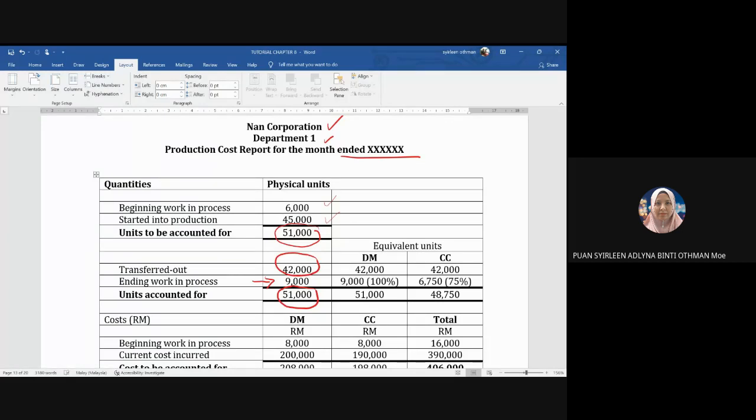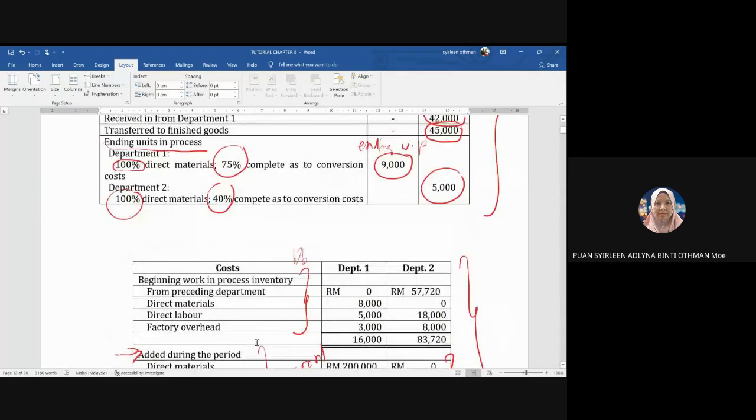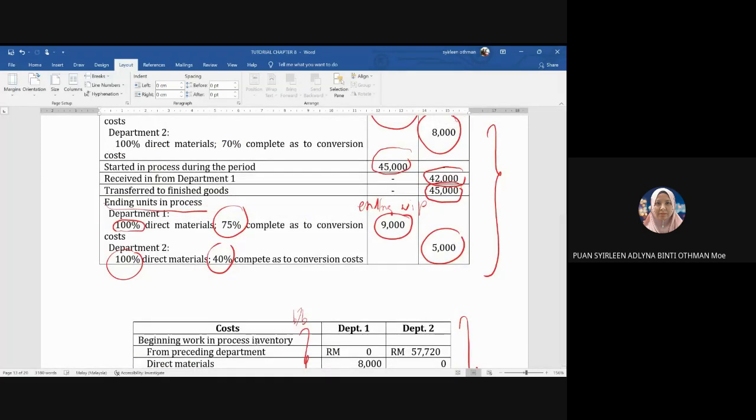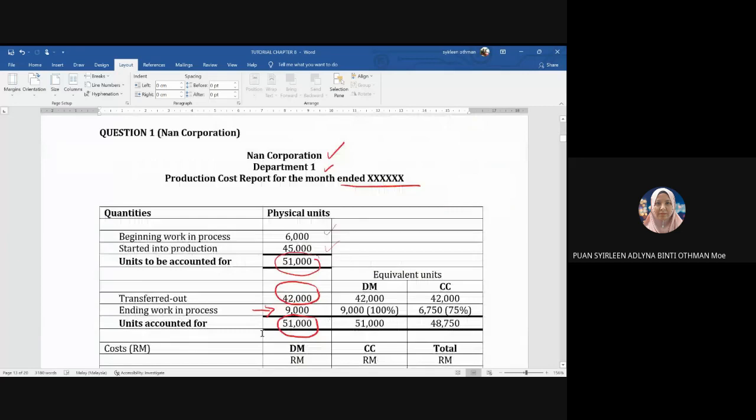Okay. 42,000 tu is actually transferred. Yang 42 ni dia receive from department 1. That means dia adalah completed and transferred out di department 1. So that's why yang tu sebenarnya ialah nilai yang ini. 42,000. Okay, alright. So kan saya dah bagi tahu completed unit ataupun transferred out ni, kita just copy paste saja bawa ke tepi untuk direct material dan juga untuk conversion cost.